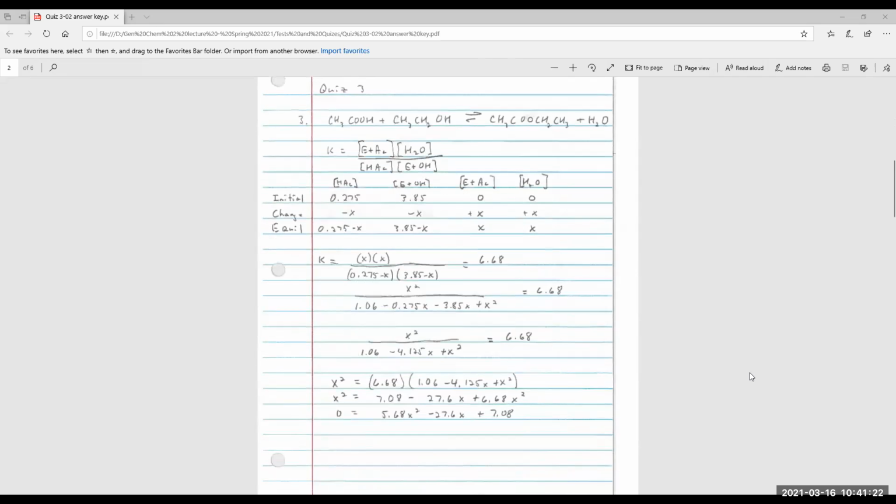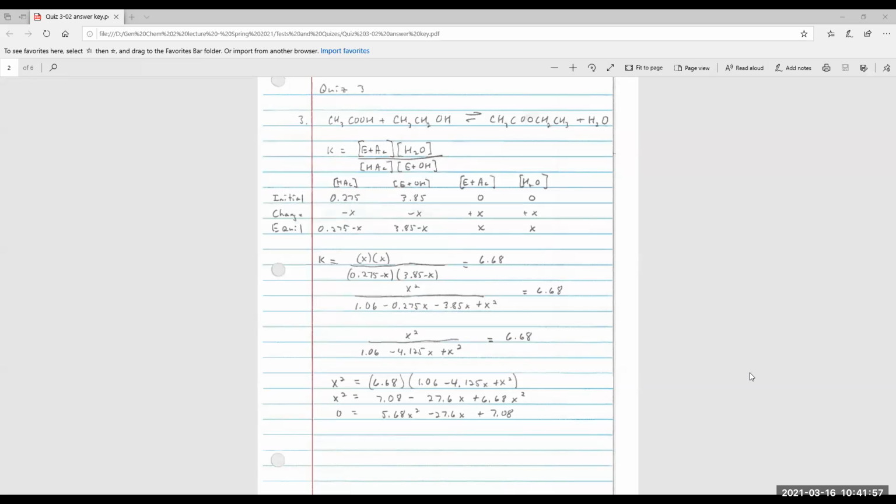Okay, the first thing is to look at our equation: the acetic acid plus the ethanol forming the ethyl acetate and water. Then we'd want to write our equilibrium expression. That's the concentration of ethyl acetate times the concentration of water divided by the concentration of acetic acid times the concentration of ethanol. All the coefficients are 1, so we don't have to change any of that.